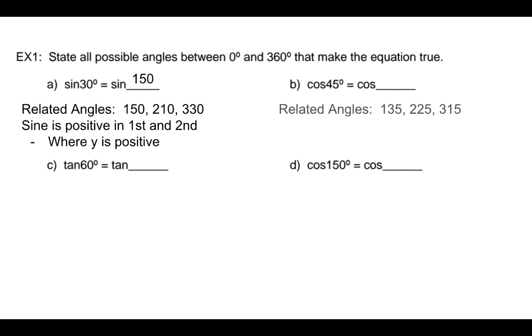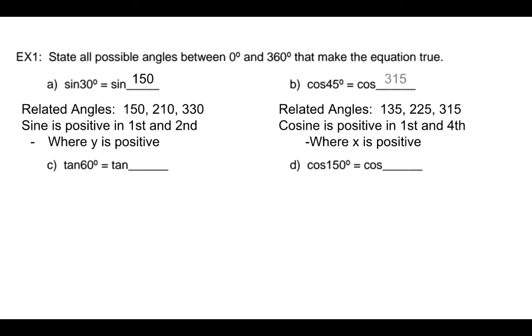Similar for 45. 45 is kind of like 135, 225, 315. But cosine's positive where x is positive. So 315 is going to be the other one where x is positive.